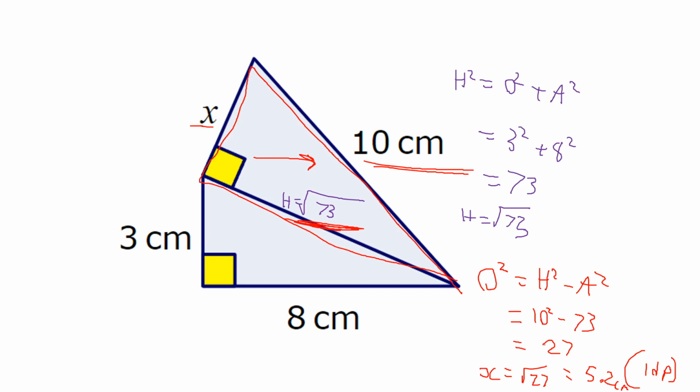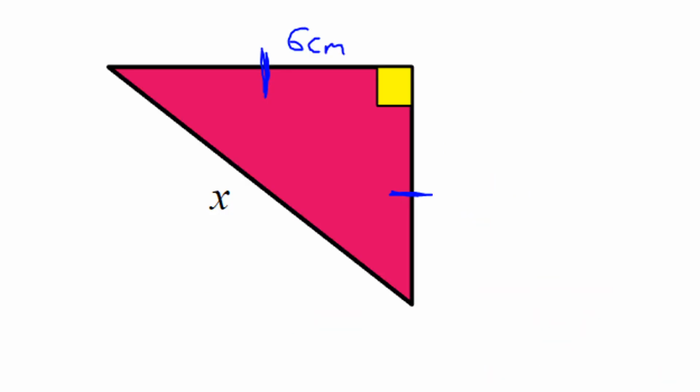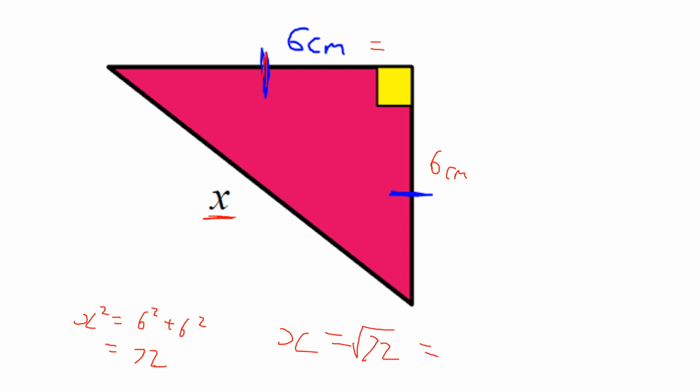Yeah? What about something like this? We're told that in this case, these two sides are equal. So how are we going to work out what x is? Well, these lines simply mean that it's equal. So this is also 6 centimeters. And so therefore, x squared is just going to be 6 squared plus 6 squared, which is equal to 72. And so x is equal to the square root of 72, which is equal to 8.5 centimeters.